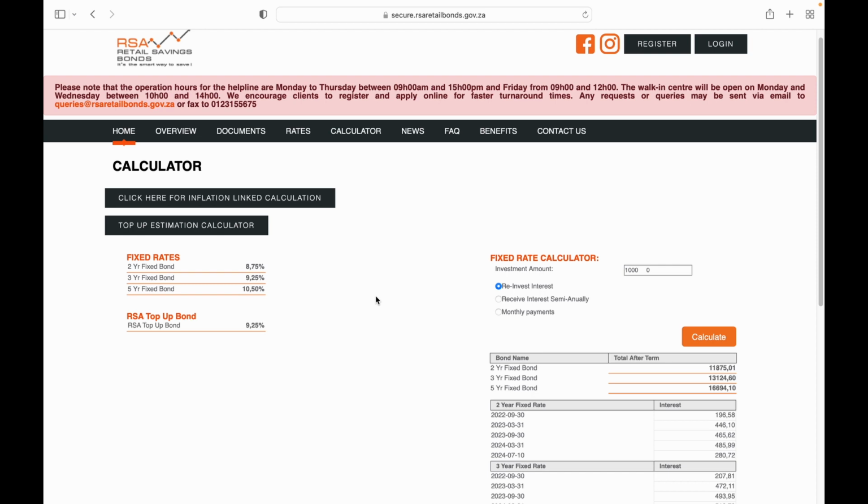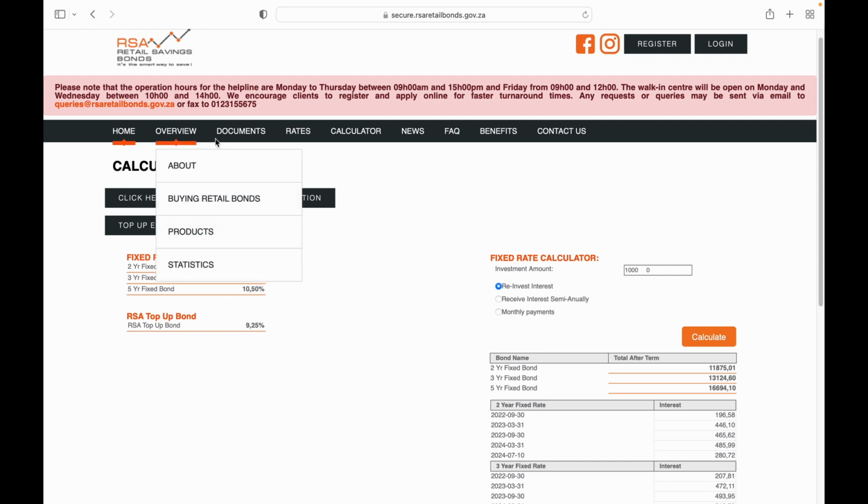They're open on Monday and Wednesday between 10 and 2 p.m. But they also encourage clients to register and apply online so that it could be quick. Then you can see that if you have any questions, there's an email that you can use there, which is queries at RSA Retail Bonds.gov.za. You can also fax a document, even though I think that fax is an archaic way of communicating. It's better to send an email.